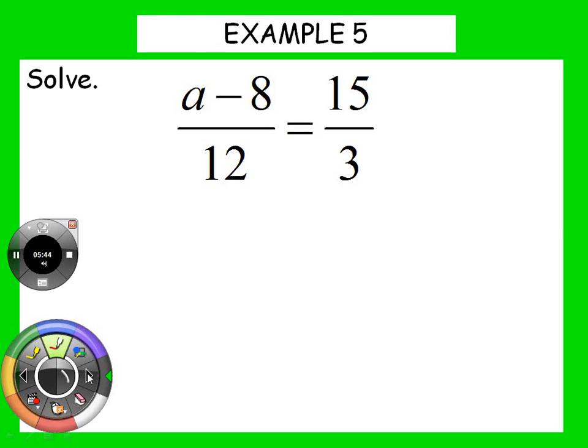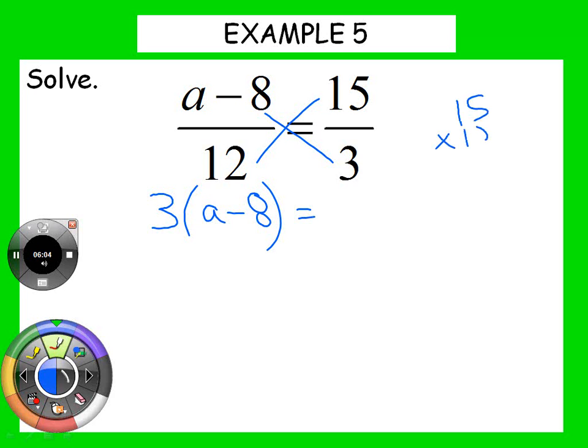So we got 3 times a minus 8 over 12 equals 15 over 3. And I'm going to go ahead and solve it. So I'm going to cross multiply. That's going to be our good strategy. So we got 3, and then we'll write a minus 8. And then we'll take the 12 times the 15. So let's just kind of do that off this side as well. So that's 180. Okay, so this is 180.